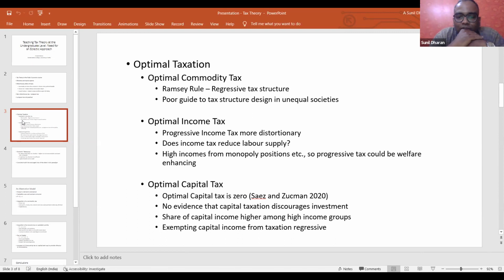Moreover, as Stiglitz points out, the share of capital income is higher among the high income groups. So if you exempt capital income from taxation, that would make the tax structure highly regressive.